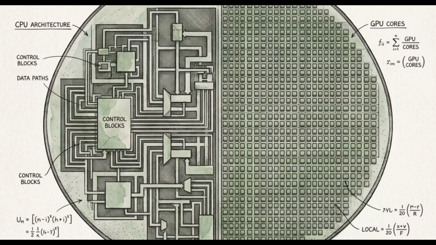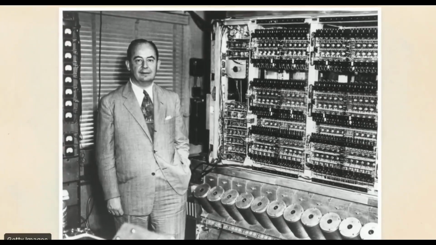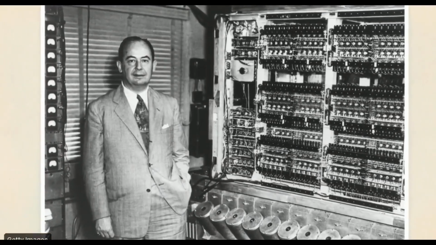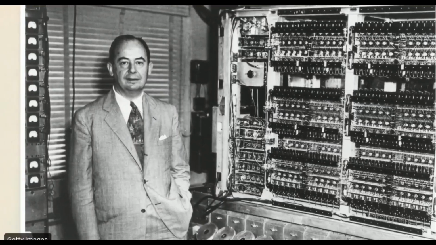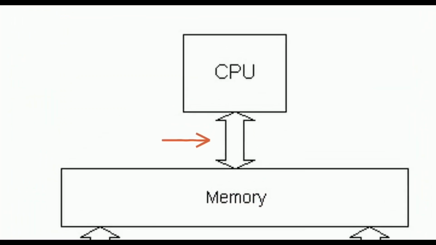efficiently. The physical architecture built for sequential logic dates back to 1945, when mathematician John von Neumann proposed the foundation for how a central processing unit handles instructions. This diagram shows the original von Neumann architecture, a central processing unit connected to a single memory block storing both program instructions and data. Because they share one pathway, they must be strictly scheduled. Commands and data cannot transfer simultaneously.